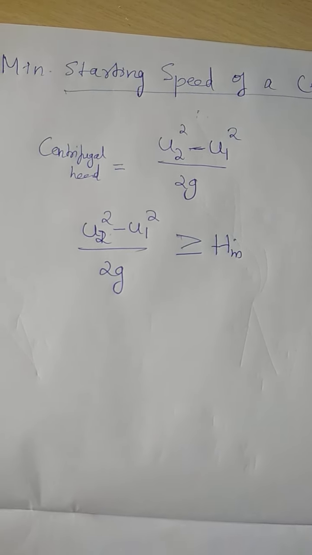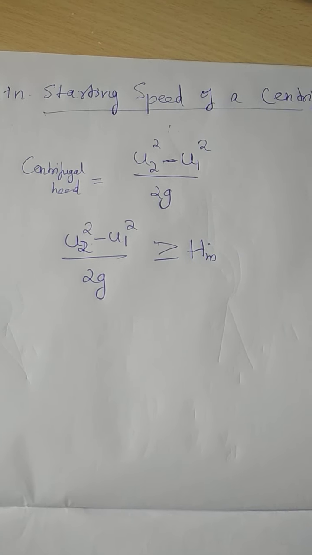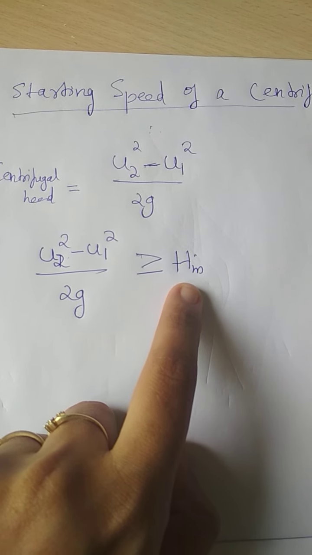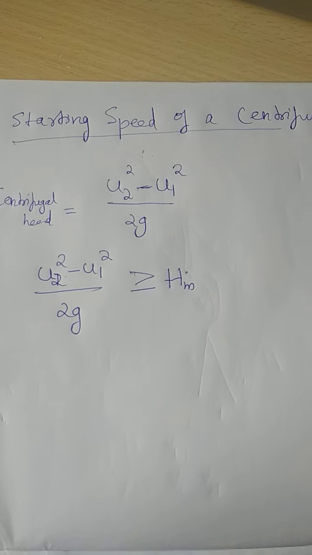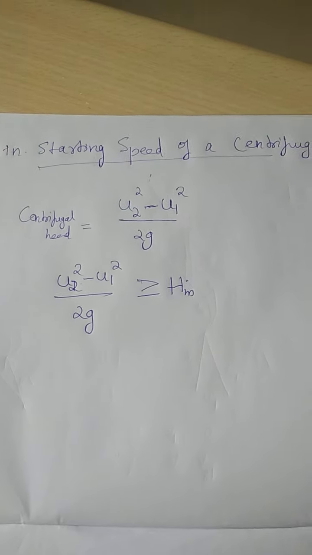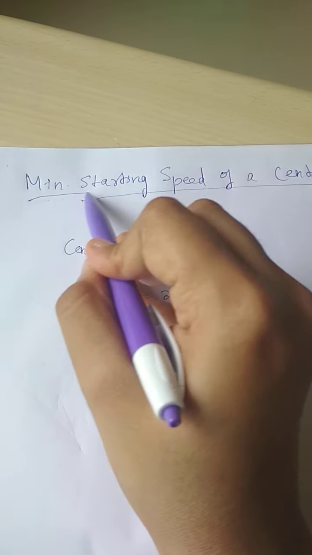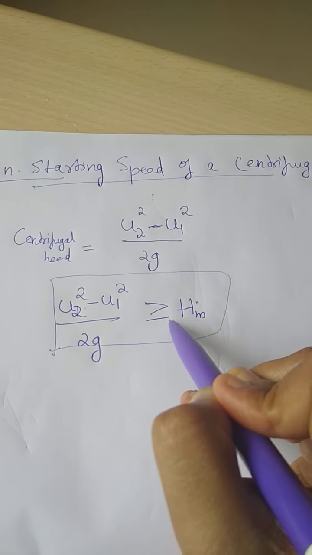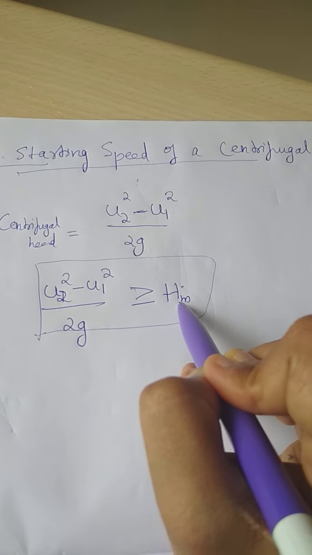Mathematically, U2 square minus U1 square by 2g should be greater than or equal to Hm. I told you, Hm is the manometric head. What is manometric head? The actual head that is available from the impeller to the pump casing exit. Now we are focused mainly on the minimum starting speed. This is the condition to be fulfilled. So the minimum starting speed is when U2 square minus U1 square by 2g is equal to Hm.